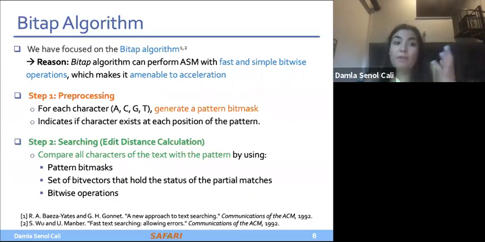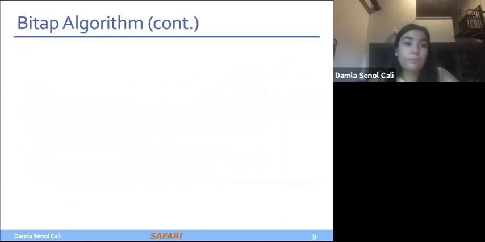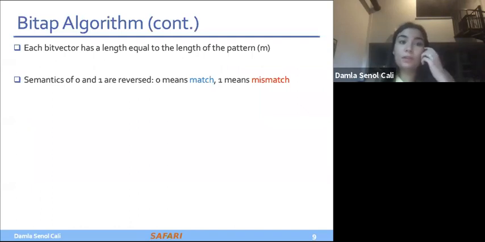And we are comparing all characters of the text with the pattern by using these pre-processed pattern bitmasks, a set of other bit vectors that hold the status of partial matches, and we use only bitwise operations in order to perform this calculation. So each bit vector has a length equal to the length of the pattern, and the semantics are reversed. So 0 means match, 1 means mismatch.